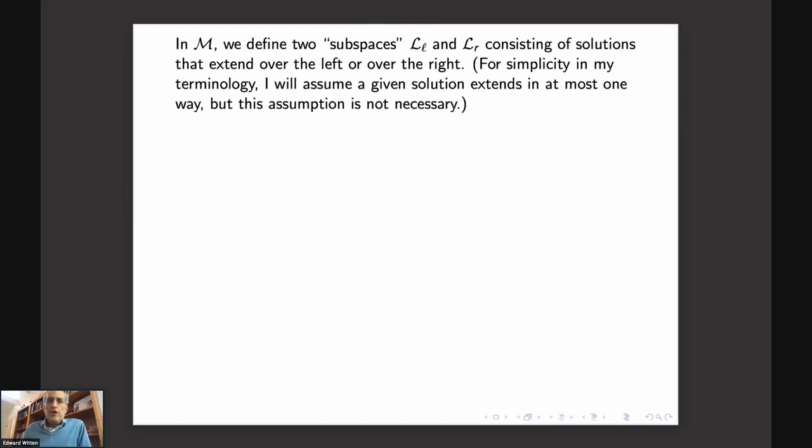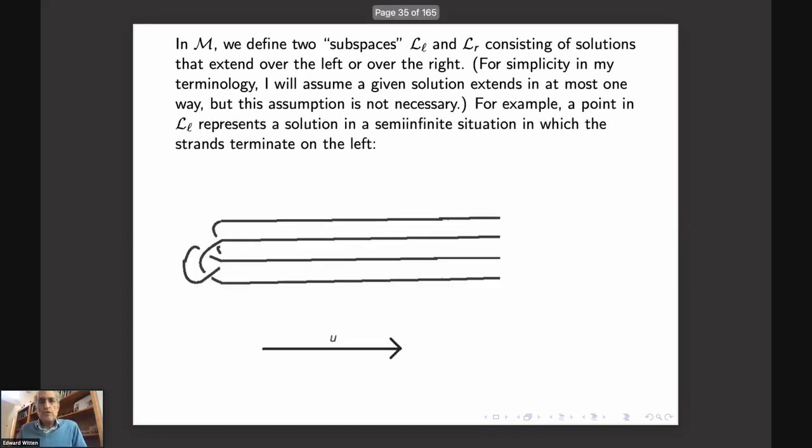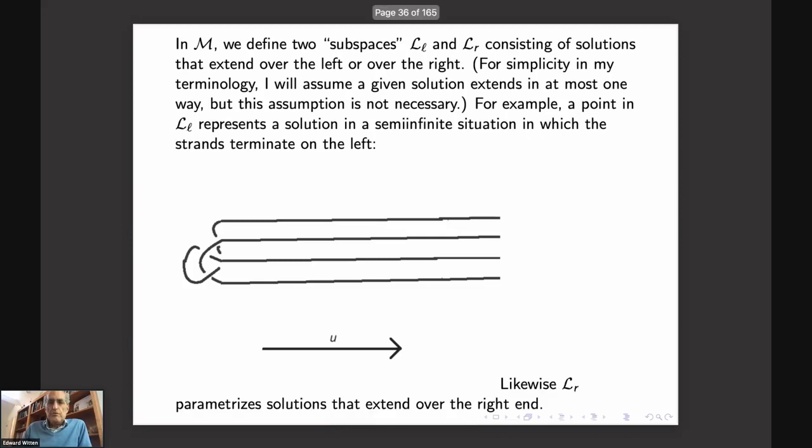Now in M, we define two subspaces, L sub L and L sub R, consisting of solutions that extend over the left or over the right. For simplicity in my terminology, I'll assume a given solution extends in at most one way, but that's not really necessary. But if it's not true, it's technically more complicated. For example, a point in L sub L represents a solution in a semi-infinite situation where the strands terminate on the left but go to infinity on the right. And the point in L sub R would represent the opposite.